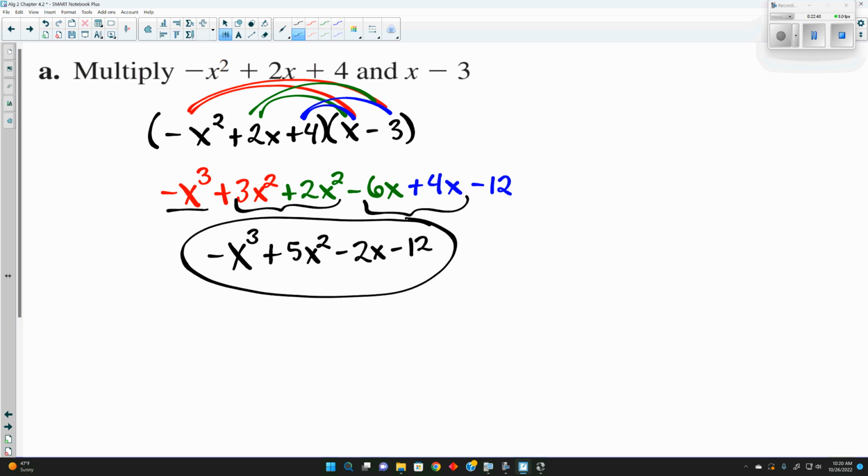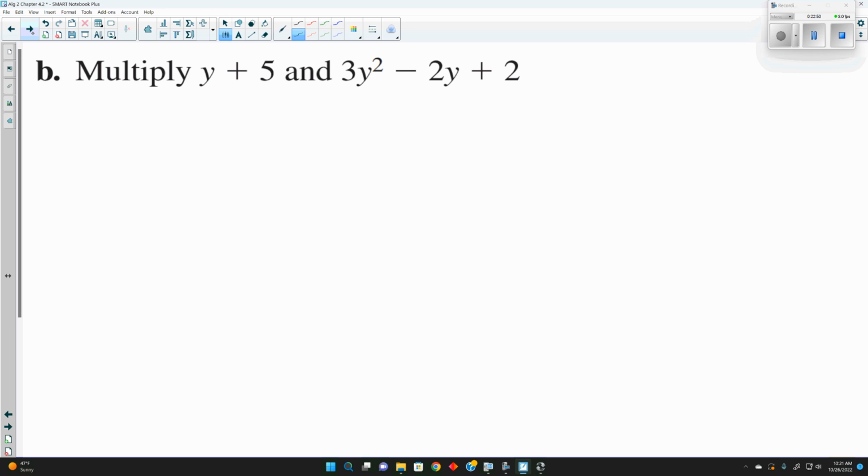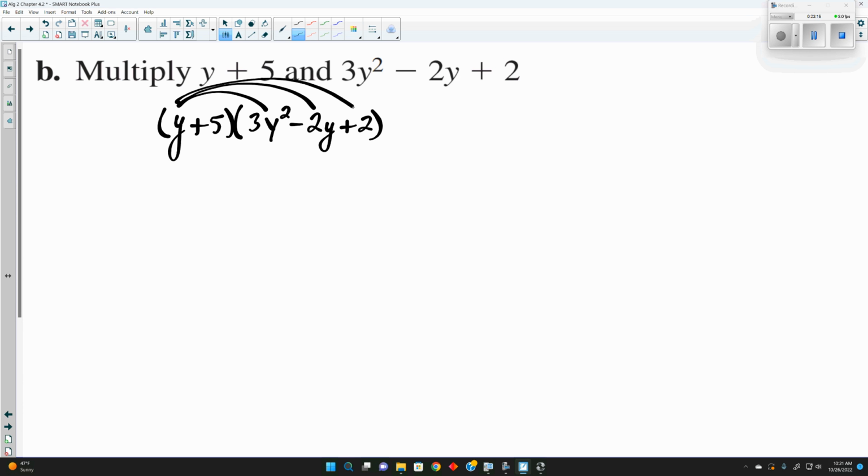Questions on any of this here? Questions on anything we've done so far? Okay. Let's look at the next one. We're going to multiply these two together. y plus 5 times 3y squared minus 2y plus 2. And again, we're going to do the exact same thing we just did. We're just distributing.